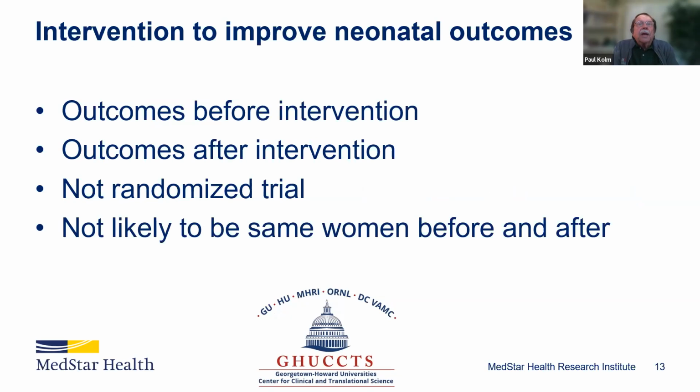So I want to do a couple of examples here, one where we do matching and then another one where we do inverse probability weighting. And so this comes from a study that we did some time ago on neonatal outcomes before the intervention and outcomes after the intervention. So obviously this is not something that you can randomize. The patients, the women before the intervention occurs are not likely to be included after the intervention.